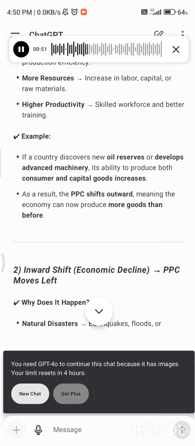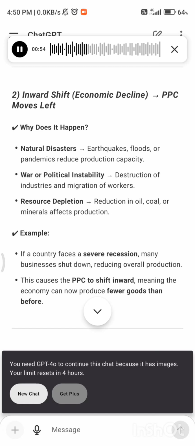2. Inward shift, economic decline. PPC moves left. Why does it happen? Natural disasters: earthquakes, floods, or pandemics reduce production capacity. War or political instability: destruction of industries and migration of workers. Resource depletion: reduction in oil, coal, or minerals affects production. Example, if a country faces a severe recession, many businesses shut down, reducing overall production. This causes the PPC to shift inward, meaning the economy can now produce fewer goods than before.